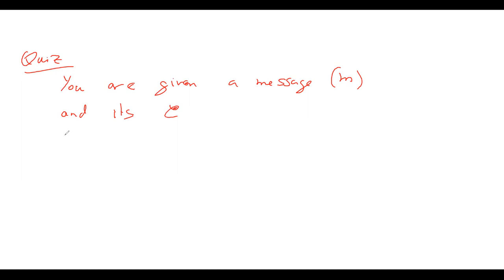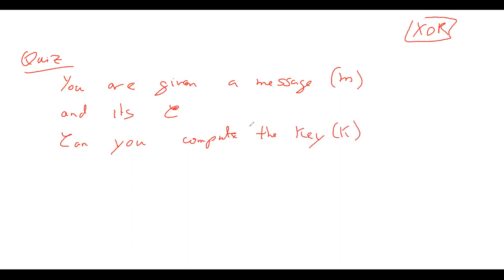Now the question is, obviously we're using XOR, right? So the question is, can you compute the key? Should have said cipher. So can you compute the key from M and C? Can you compute the key? So I'm going to actually make it like multiple choice so that it's a little bit easier to track. A, B, C, D. Okay?